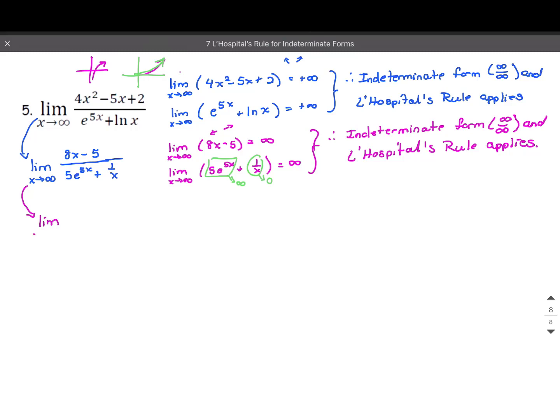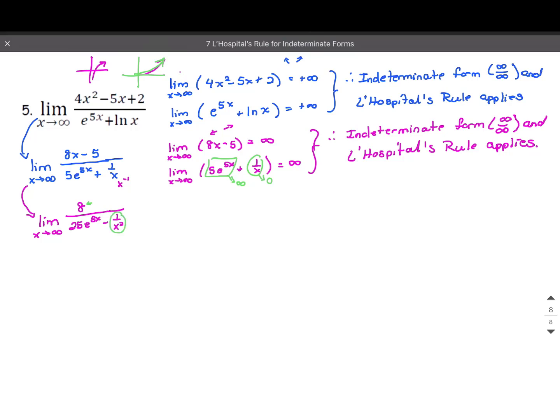So we're going to take the limit as x heads to infinity. The derivative of the top is 8 over the derivative 5e to the 5x is 5 times 5 is 25 e to the 5x plus the derivative of 1 over x, remember that's x to the negative 1, is a negative 1 x to the negative 2 or 1 over x squared. At this point, I shouldn't need to do L'Hopital's rule because the top is a constant. This is not going to get any larger or smaller. It's going to stay at 8.